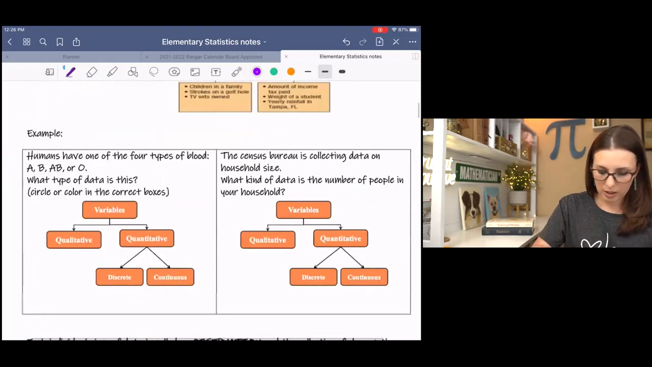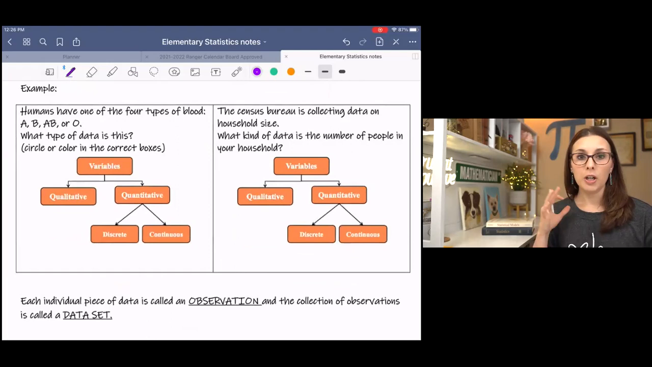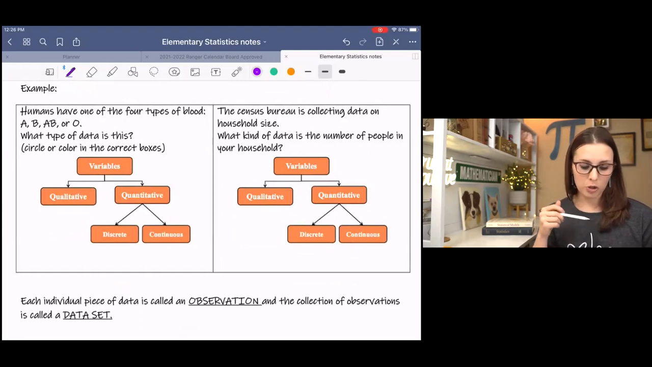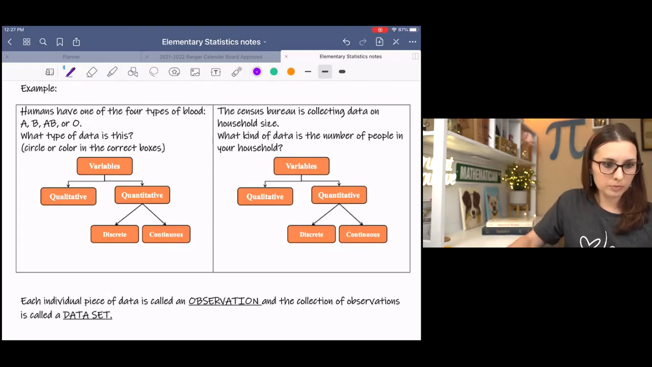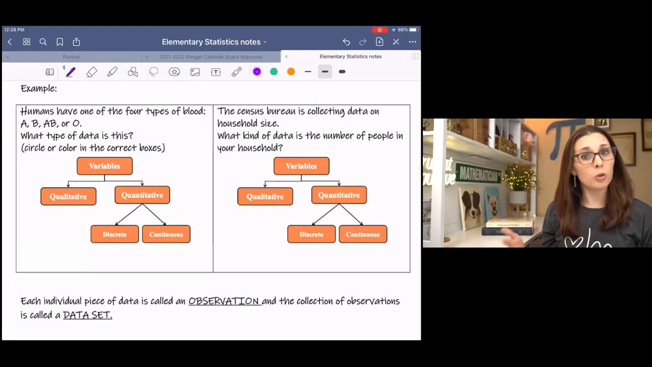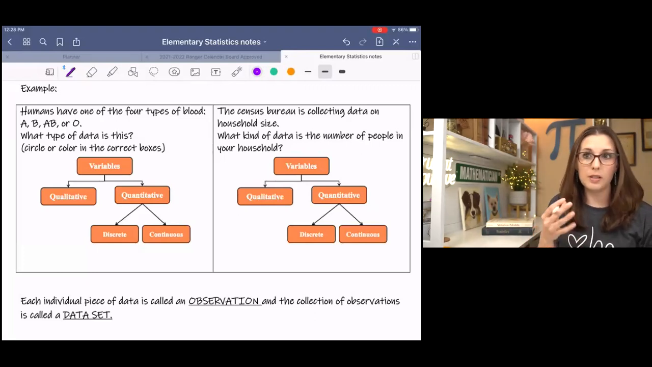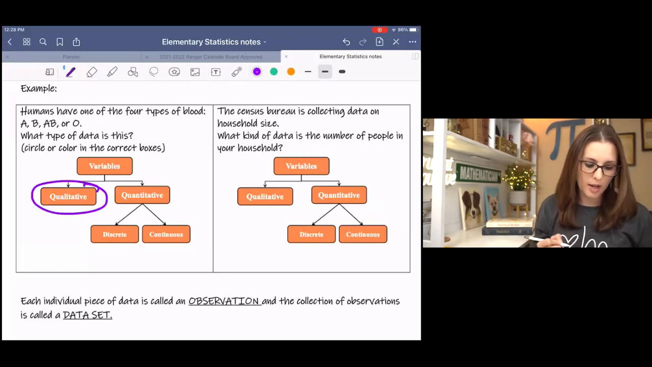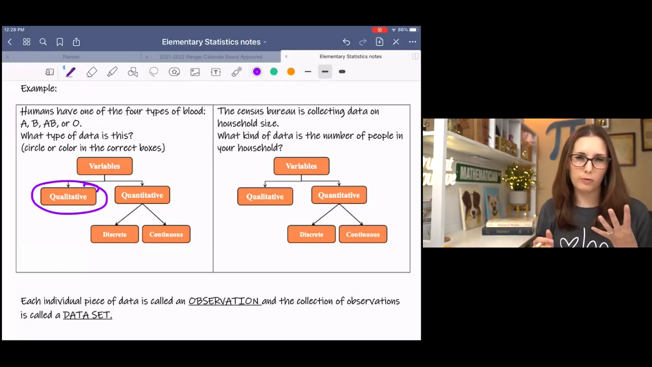I have two examples down here where you're going to try it. You're going to pause the video and try to decide which type of variable you think that it is. So go ahead and do that. Hopefully you paused it and came back. In the first one, it says humans have one of the four types of blood, A, B, AB, or O. What type of variable is this? Is blood type numerical or non-numerical? Blood type is categorized by these letters, which make it qualitative. And it didn't ask, but this would not be binary because there's 4 different choices.